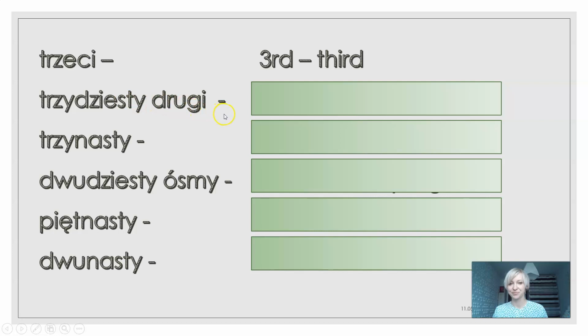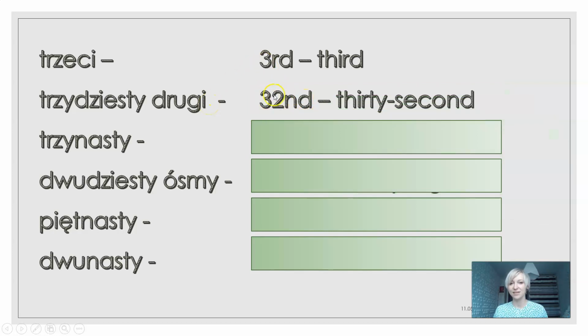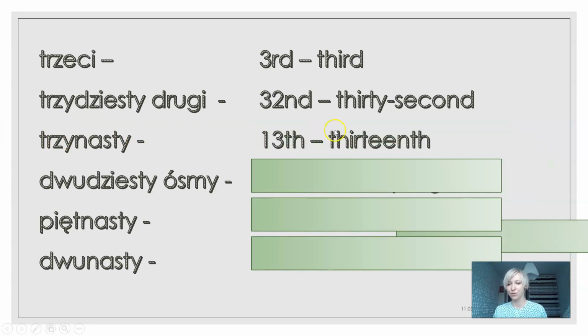32. 32. 30 będzie normalnie. 30 zmieniamy tylko drugi. 32nd. 30 normalnie, second, drugi. 13. 13 to 13, więc 13. 13th, right, 13 normally and th at the end, 13th.